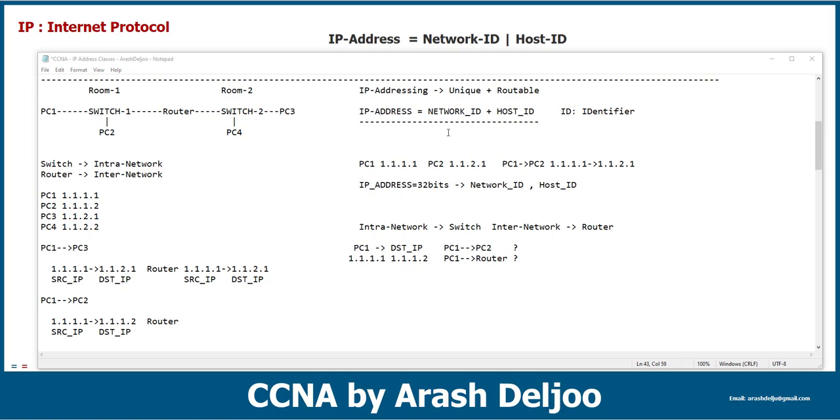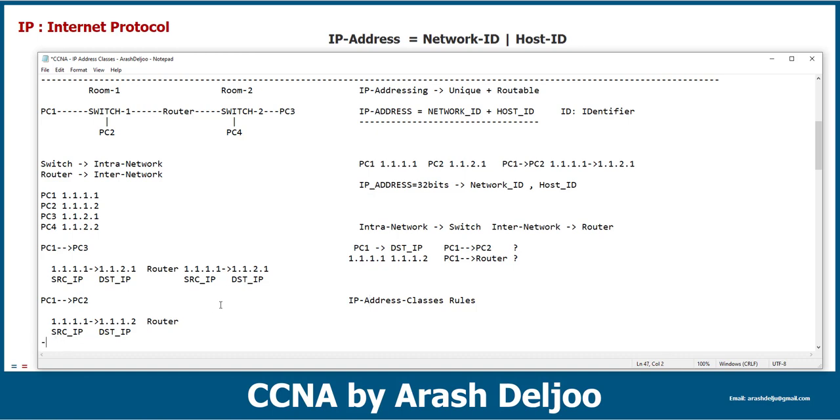How can we find the different parts of one IP address? We have some rules, IP address classes rules, that we can use to find the network ID and also the host ID of one IP address. Let me talk about these rules.